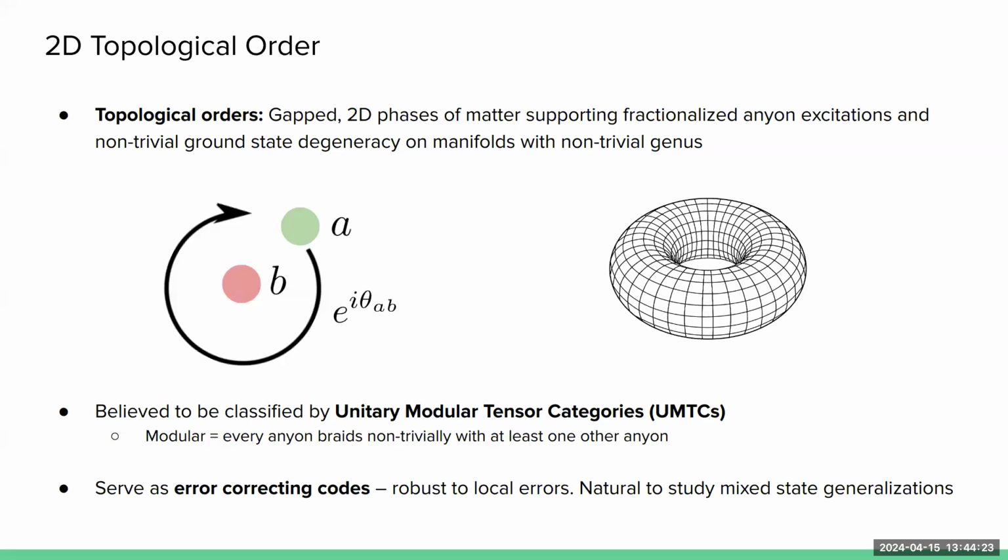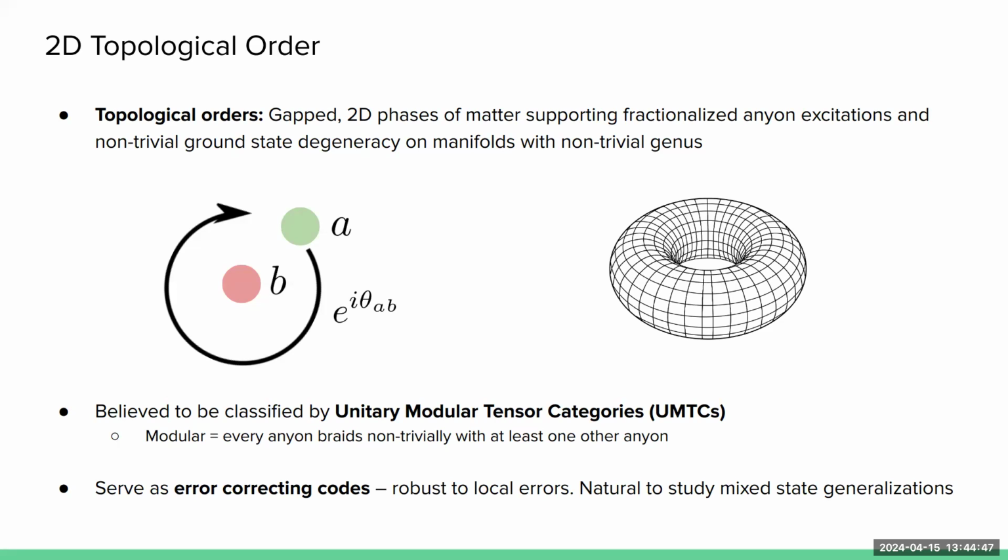But just to start from the basics to set the context, in 2D traditional condensed matter, some of the most exotic phases we know of are these so-called topological orders. These are 2D gapped phases of matter which support fractionalized anyon excitations. Physically, this means that if we have two of these point-like excitations, A and B, and braid one around the other, we pick up some non-trivial Aharonov-Bohm phase.